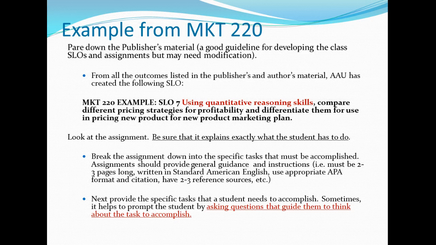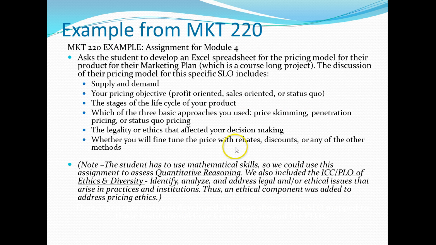Then when we write the student learning outcome, as we have here for SLO 7, we want to guide the student to achieve that well. So I find that it helps to use a Socratic method and actually ask the student questions. The example from Marketing 220 for Module 4 is that they're going to develop an Excel spreadsheet, see quantitative reasoning, for their marketing plan, which is their course-long project. And this discussion is a discussion on their pricing model.